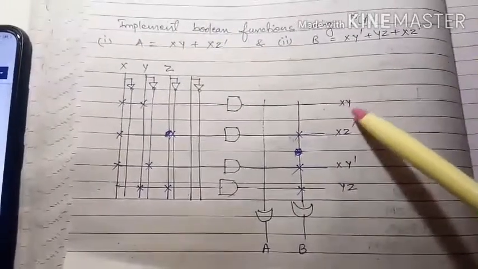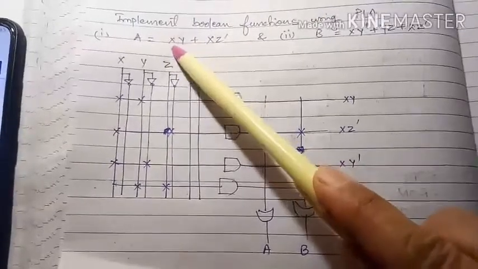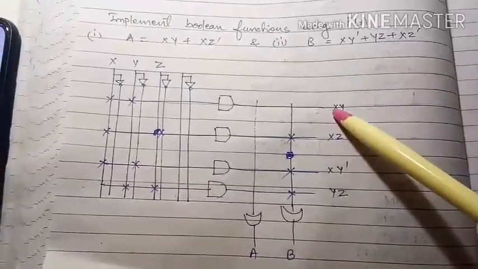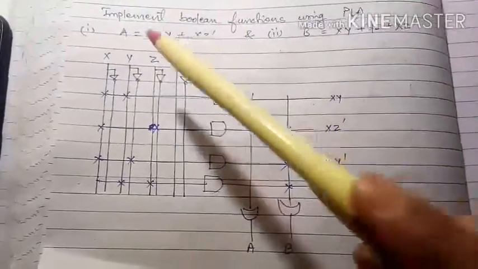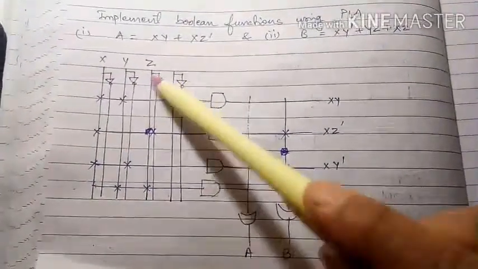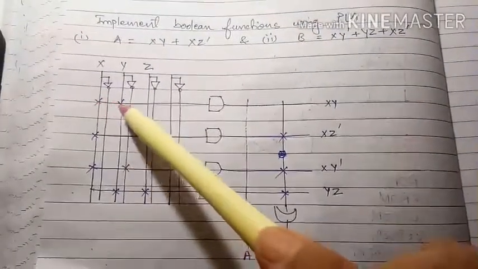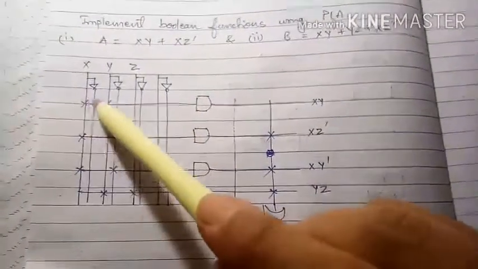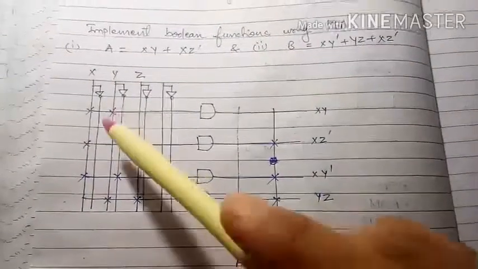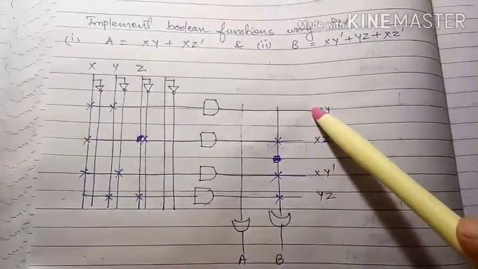Now in Boolean functions A and B, we want to have the product terms xy, xz dash, xy dash, yz, and xz dash. So x for the xy term, x and y. This is the complemented line. This is the complemented line. This is also a complemented line. So where we want xy, we connect this x and this y to this. So we have put a cross sign. This is called masking of the lines. So we have masked x, we have masked y on this line. So the output is xy.